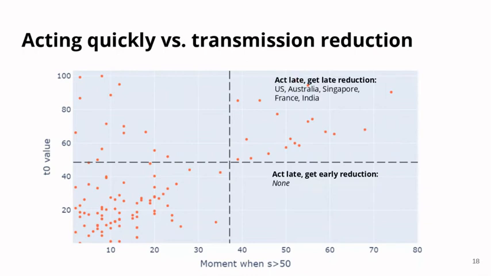Then we have the act late policy and get a late reduction in transmission when we have the mostly developed countries. A very interesting segment is the countries that acted early with respect to the outbreak, but got a late reduction in the transmission rate. And we see here that there are mostly emergent economies or very poor countries, actually. So there's a dependence on the country features themselves on how the stringency affects the transmission rate.